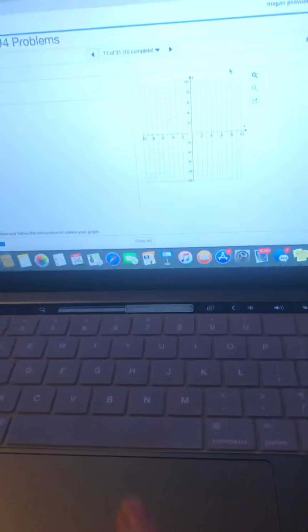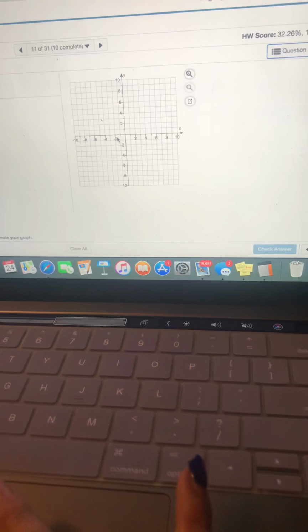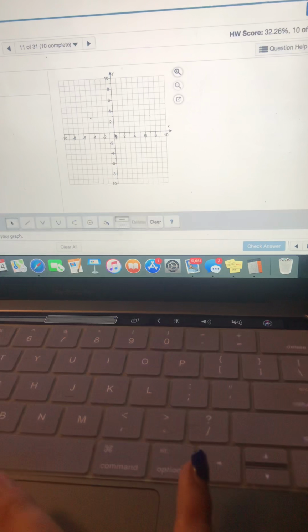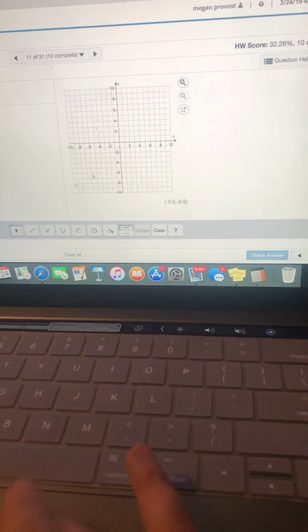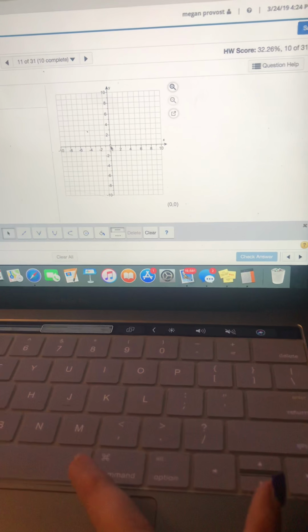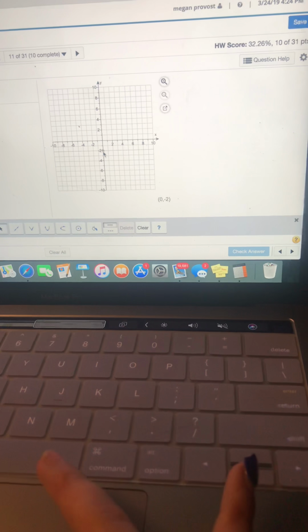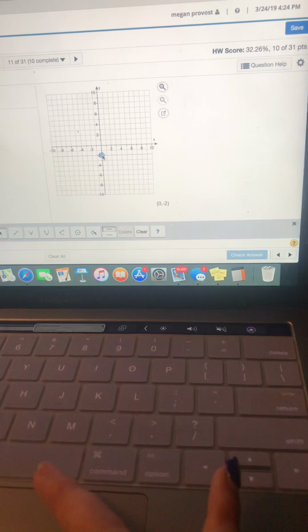And I'll show you on here how I graph it. So the first coordinate is 0, negative 2. So we go right here, 0, negative 2. I'm going to hit this little tool first. Oh, excuse me, sorry. That one would be the correct one. So that's the first coordinate.